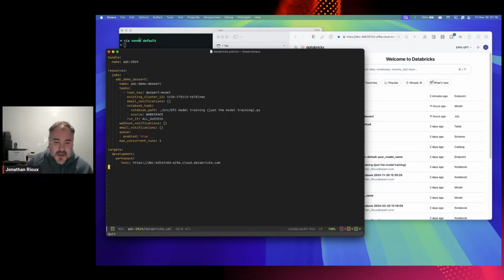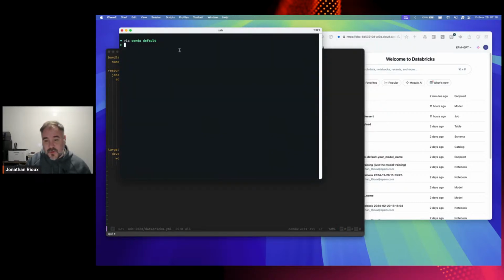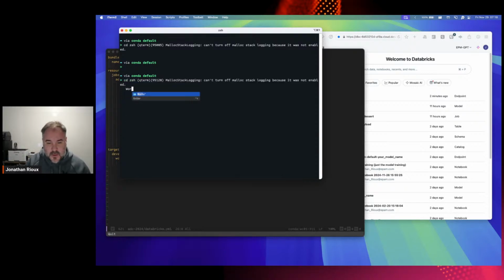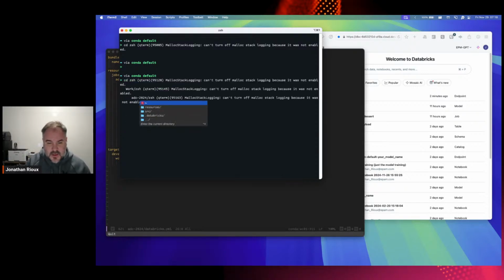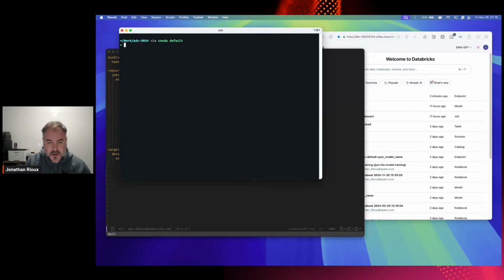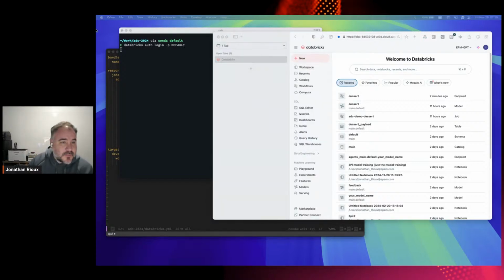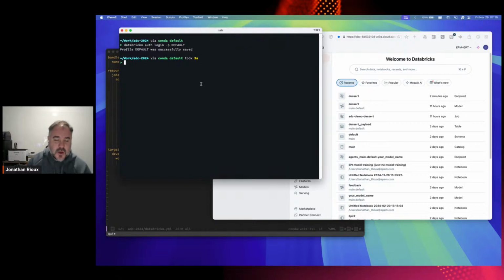So this is the asset bundle. I'm going to use my command line. I will pray that the, yeah, we're already off to a good start. There we go. ADC. There we go. And then I'm going to do Databricks. I think I'm going to be logged out. Oh, wonderful. I am logged in. Perfect. All right, we're already off to a good start. I'm going to just show.